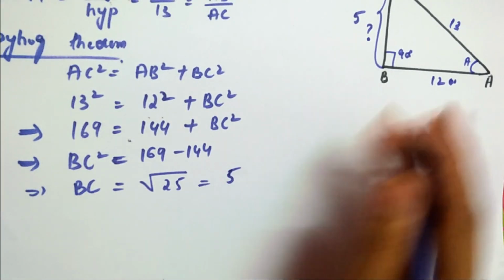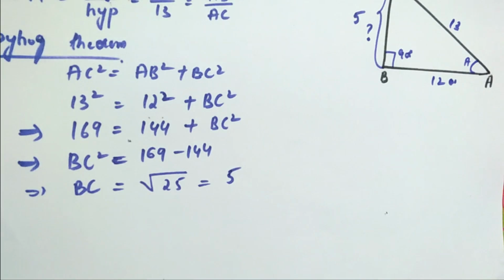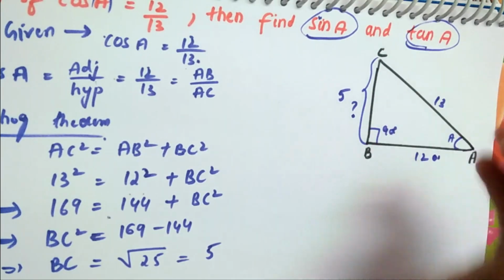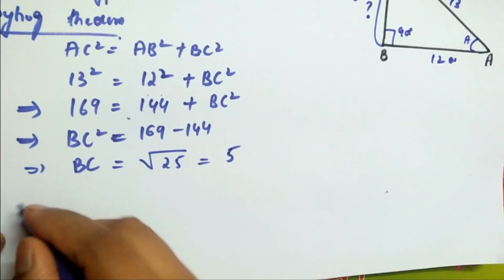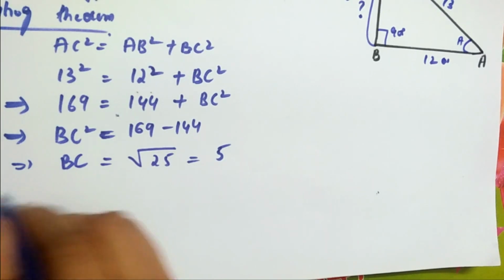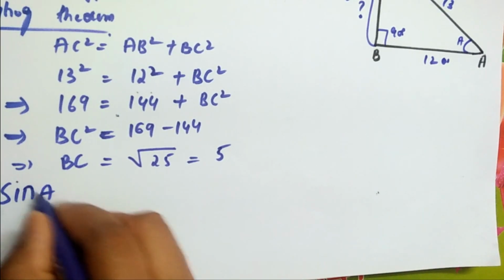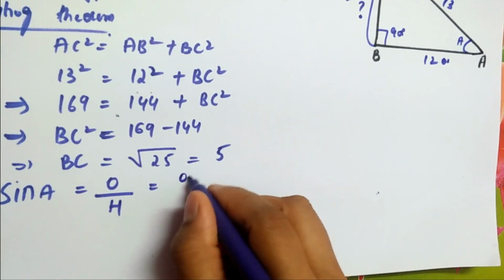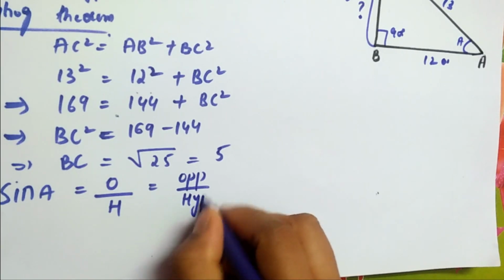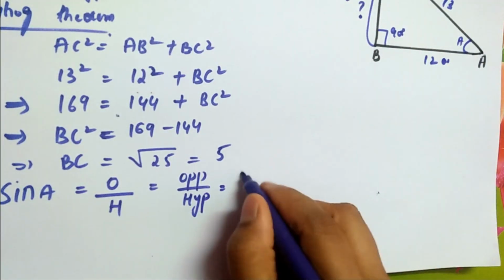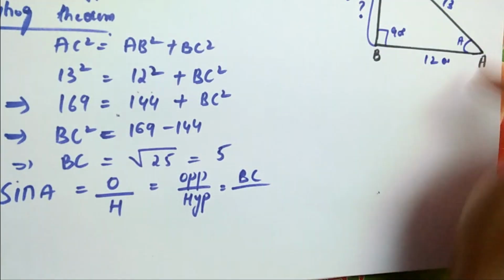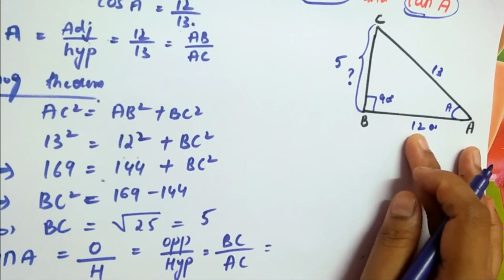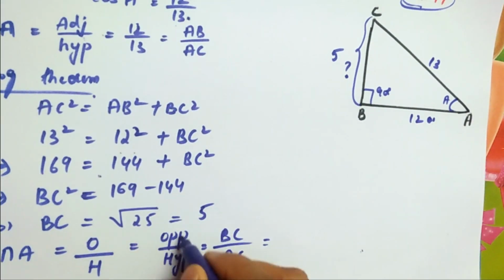Now we just got this side. Now finding sine A and tan A is very easy, isn't it? Now we are finding sine A. What is the formula for sine A? O by H, nothing but opposite by hypotenuse. What is opposite of this angle? It is BC. What is the hypotenuse? It is AC.